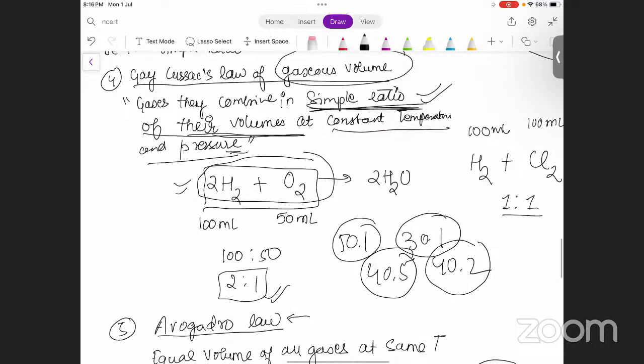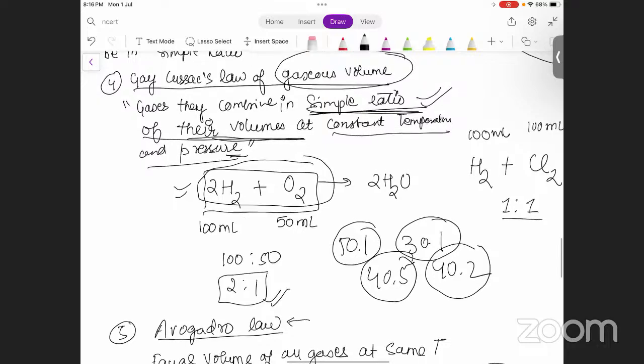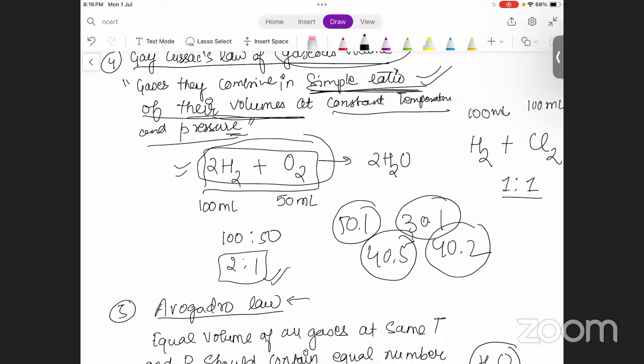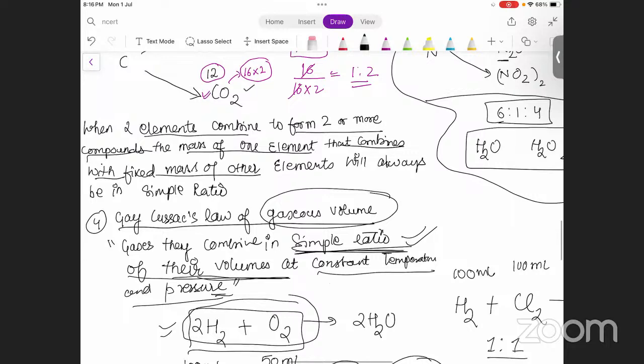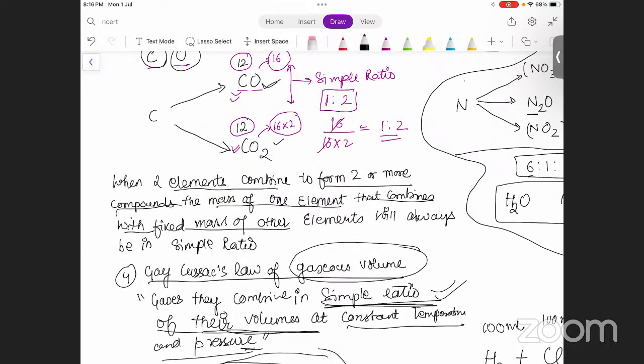What I can understand, Fatima, is you're trying to ask if the ratio of their volumes will be a simple ratio, which is 2:1. If there are any other questions, you can put them up in the group, and I'll take those questions in the next class.